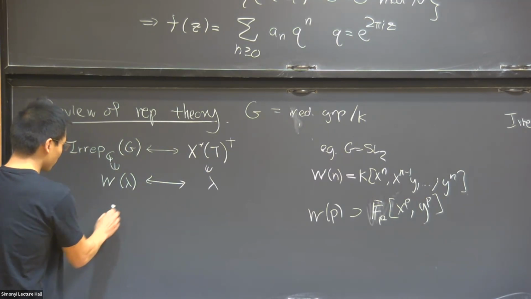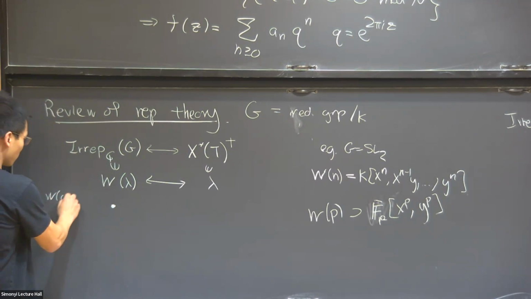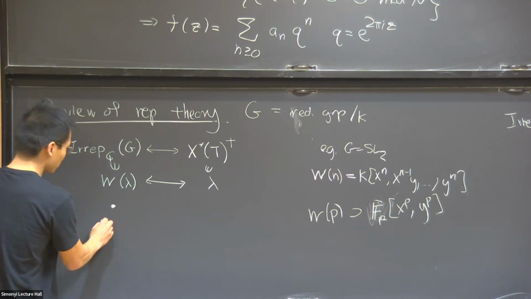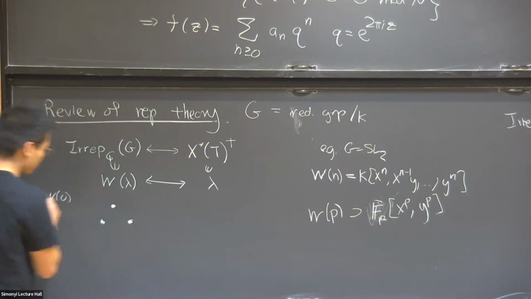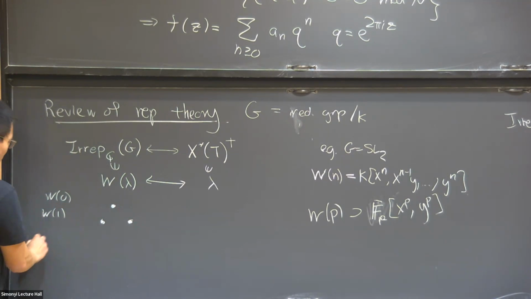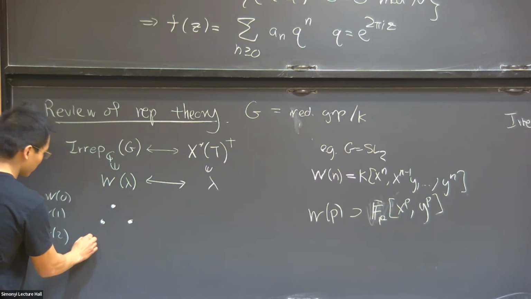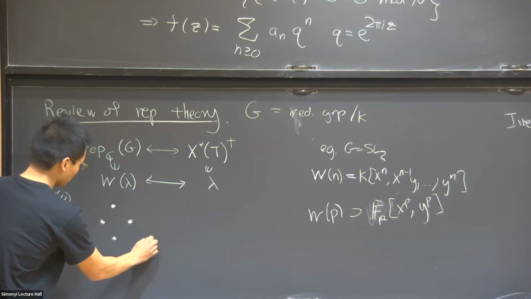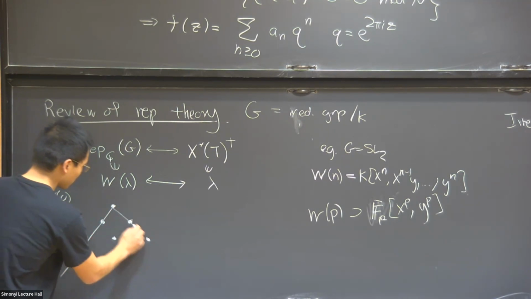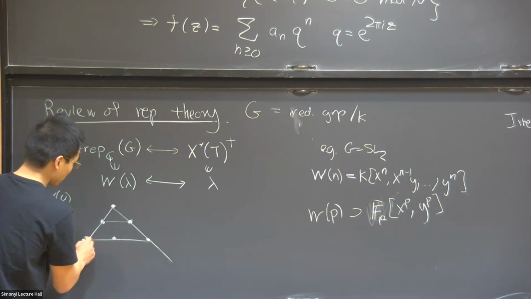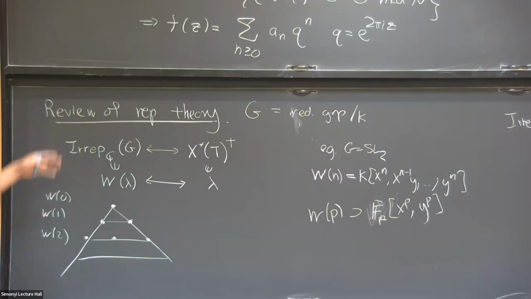If you start writing down the weight spaces for W0, that's just the trivial representation, so it's just 0 with multiplicity 1. W of 1 looks like this. W of 2 looks like this. And the picture is just a very uniform pyramid.